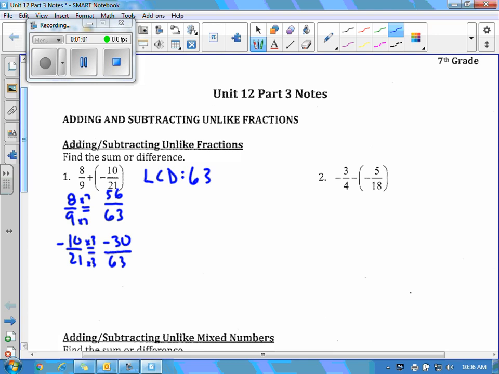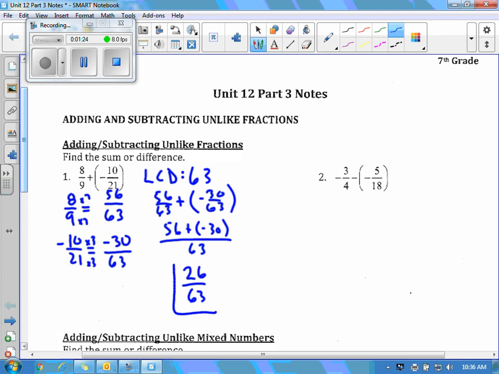So now I'm ready to go ahead and add these together. I have 56 over 63 plus negative 30 over 63. So I can write 56 plus negative 30 in the numerator, 63 in the denominator. 56 plus negative 30, same thing, 56 minus 30, which is 26 over 63. I can't reduce that, so that's my final.